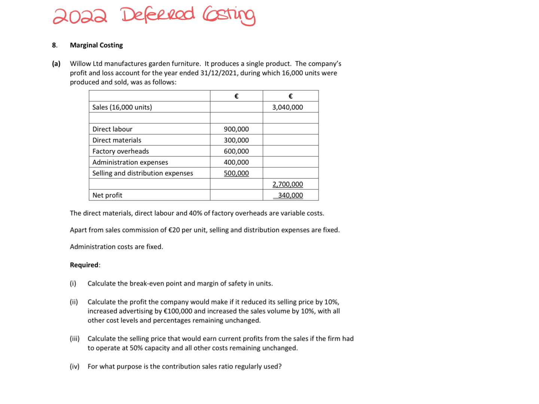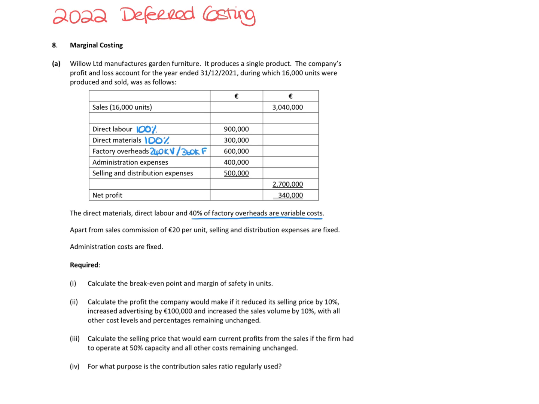It says the direct materials, direct labour and 40% of factory overheads are variable costs. So I'm just going to take a note of this. The direct labour is 100% variable. The direct materials are 100% variable. And then 40% of factory overheads are variable costs. So 600,000 multiplied by 40%, that's 240,000 would be variable, meaning that 360,000 is fixed.